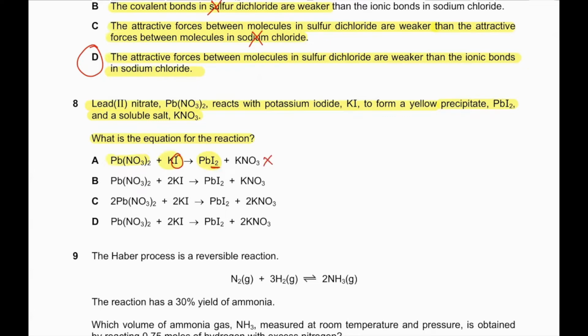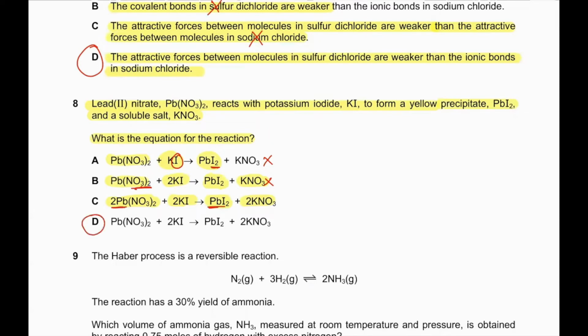Alright, the next equation, lead nitrate reacting with 2 potassium iodide producing PbI2 plus KNO3. Guys, in this equation there are 2 nitrates on the left and we can see 1 nitrate on the right hand side, so wrong. Then the third equation, 2PbNO3 plus 2KI giving PbI2 and 2KNO3. Guys, here the problem is there are 2 lead on the left hand side and 1 lead on the right hand side. So that is also wrong. So definitely D will be the correct answer.